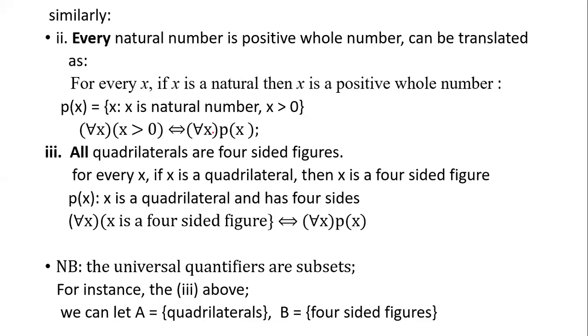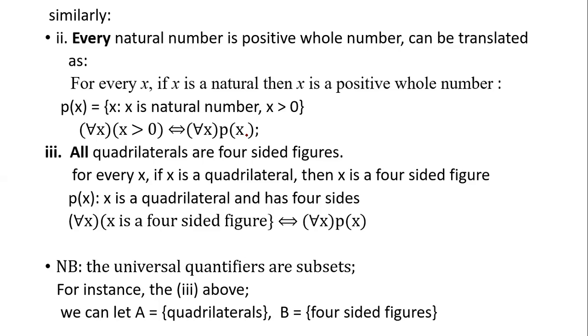Because we know the P of x, the statement which is saying that x is a prime number or natural number and x greater than 0, you can also say that for all x, P of x is true. Now, all quadrilaterals are four-sided figures. Let's see if we can now translate this one.